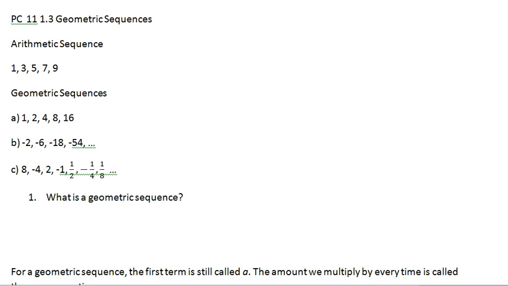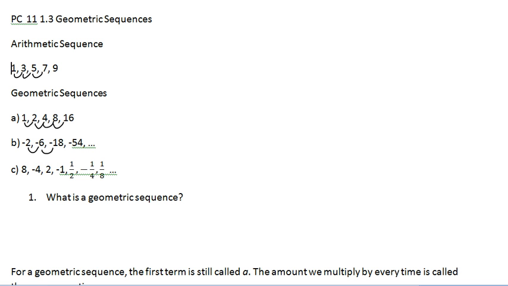Okay, so you should remember that in an arithmetic sequence, we're adding the same thing every time, so we'd add 2, add 2, add 2. In a geometric sequence, we're going to go 1, 2, 4, 8, 16. So notice that in this case we're multiplying by the same thing every time: times 2, times 2, times 2, times 2. On part B, we'll be multiplying by 3 every time, times 3, times 3.